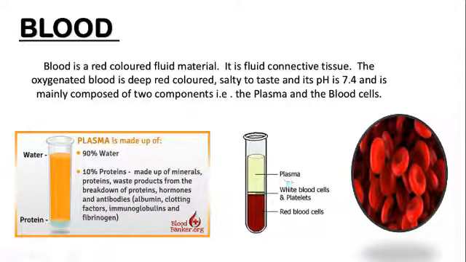Red blood cells, that is the RBCs, are small, circular and enucleated cells. These cells appear red due to hemoglobin. Oxygen dissolves in blood due to hemoglobin.